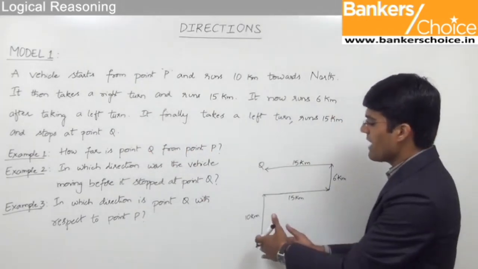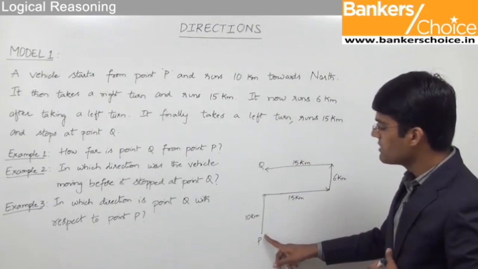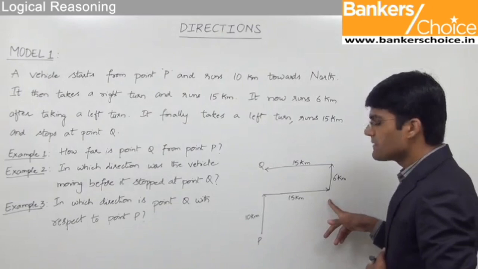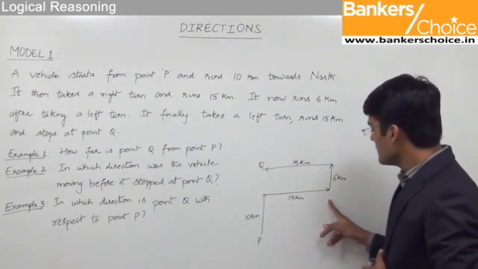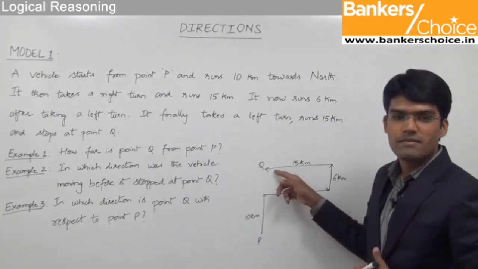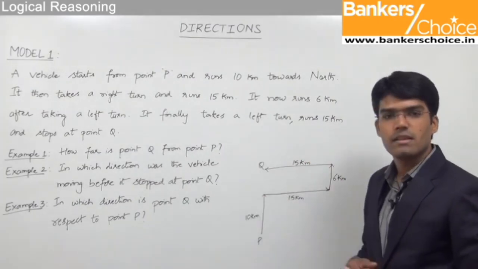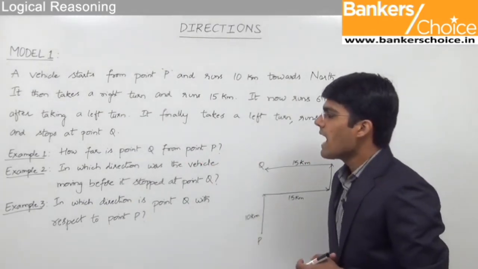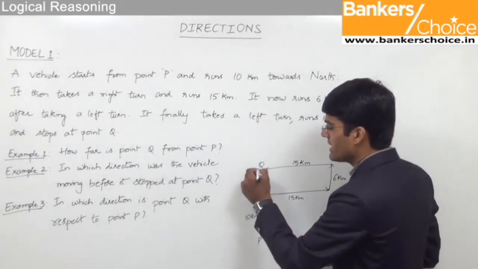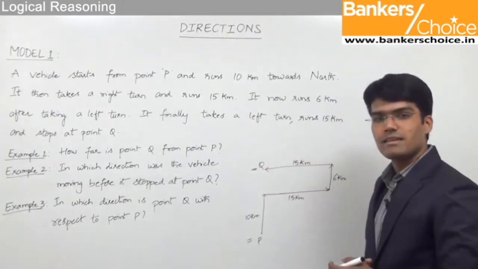So as given in the question, we have traced the movement of the vehicle as shown here. The vehicle starts from point P, runs 10 kilometers towards north. Then it takes a right turn and runs 15 kilometers. Then it takes a left turn and moves 6 kilometers. And finally again it takes a left turn and runs 15 kilometers and stops at point Q. And after doing this, we can answer the given questions. The first question here is, how far is point Q from point P? That means we are supposed to find out the distance between point Q, that is the stopping point, and point P, that is the starting point.